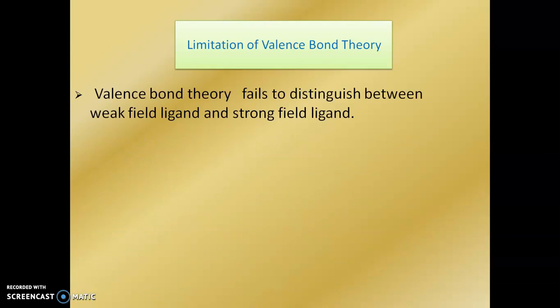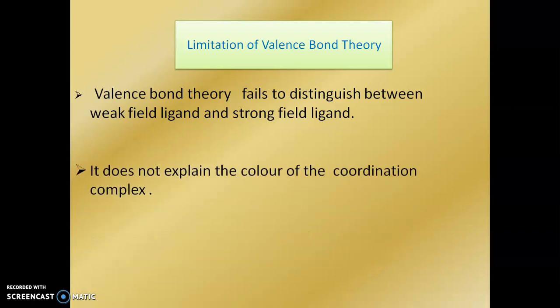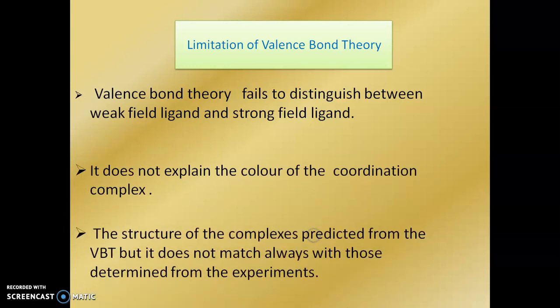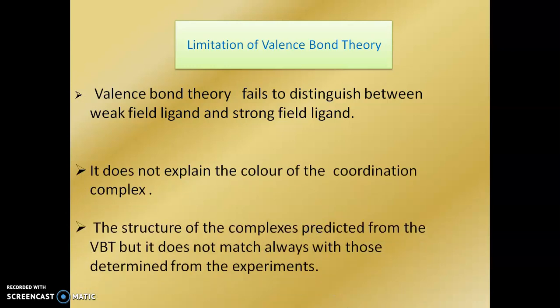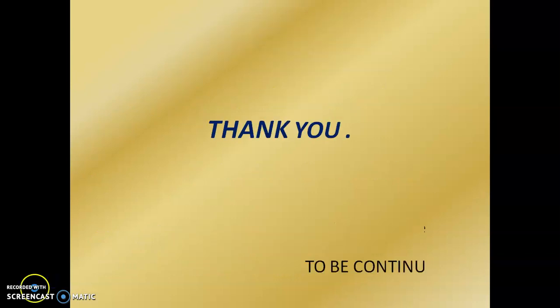Next we see the limitations of valence bond theory. First, valence bond theory fails to distinguish between weak field ligands and strong field ligands. Second, it does not explain the color of the coordination complexes. And third, the structure of the complexes predicted from VBT does not always match those determined from experiment. Thank you.